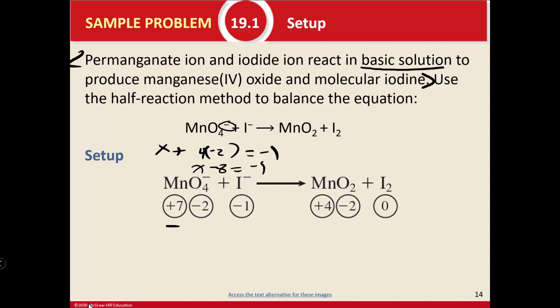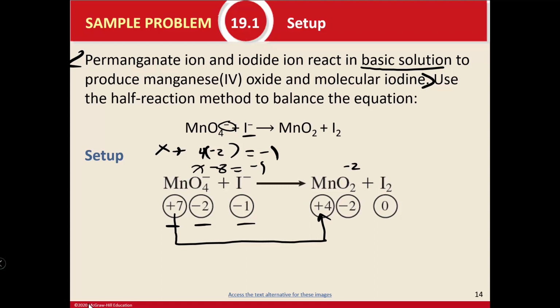All right, so now we know this is manganese +7. This is oxygen, it's -2. We know iodine as an ion, whatever the charge is on the ion, that is its oxidation state or number, so we know that one. Then we come over here, we know that oxygen has to be a -2, and there's 2 of them, so that makes the manganese a +4. So manganese has been reduced from +7 to +4.